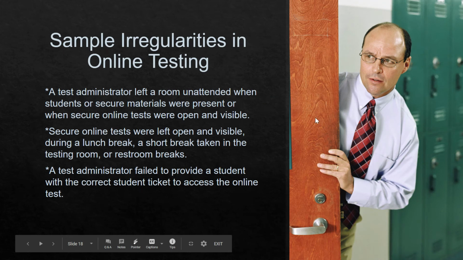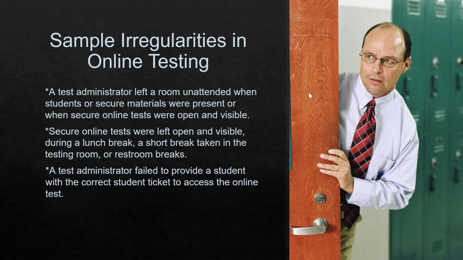So, some sample irregularities in our online test. If the test administrator left a room unattended while the students are still taking the test, or the secure materials were in there and not locked up, that is an irregularity. With the secure online test, when a student goes on a restroom break or to lunch, they have to pause the test. If it's not paused and the window is left open, that's an irregularity. If the test stick is given to the wrong student and they start taking the wrong student's test, that is an irregularity.